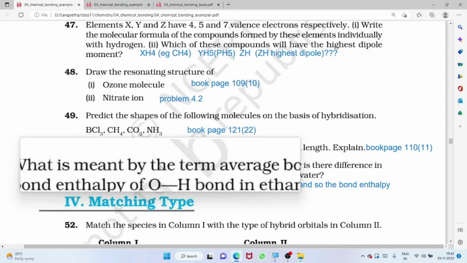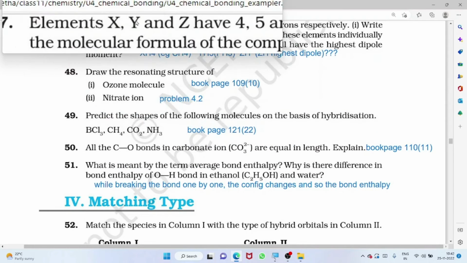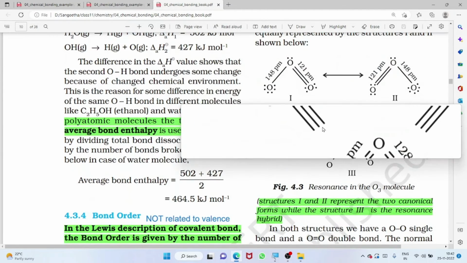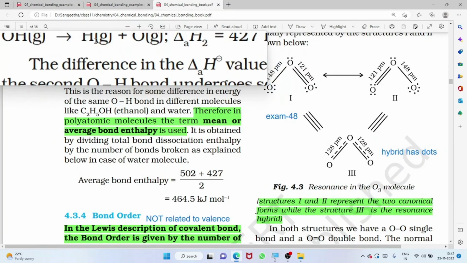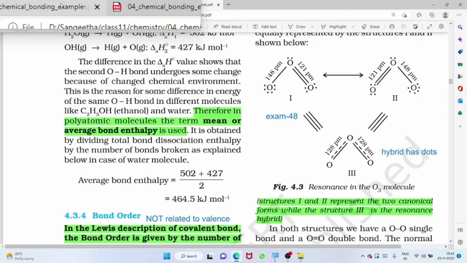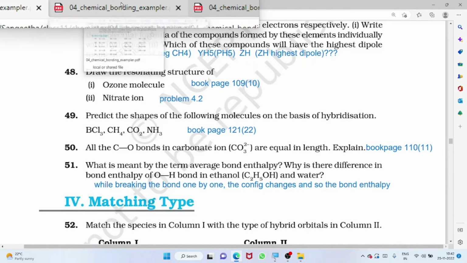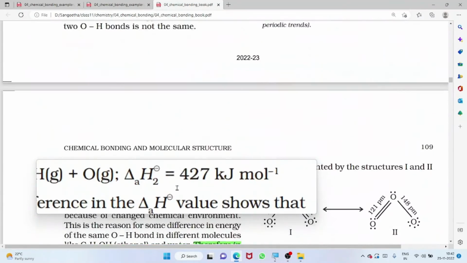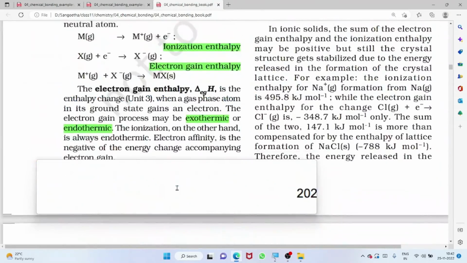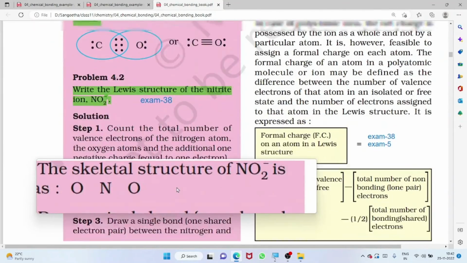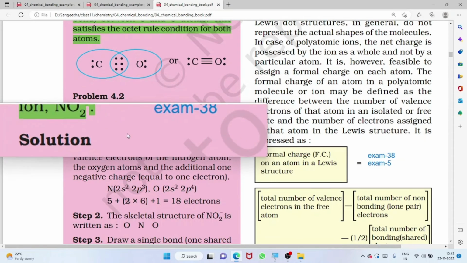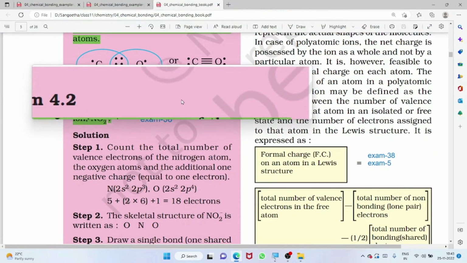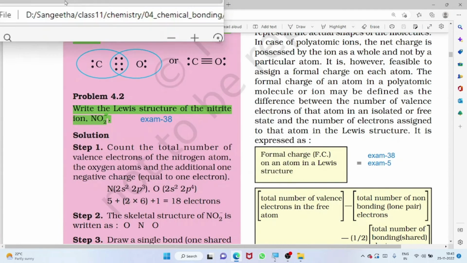Draw the resonating structures of ozone and nitrate ion. O3 is ozone. This is the resonance structure, and this is the hybrid. And for the other, the nitrate ion also. This is the Lewis structure. You can draw it and find the formal charge. This is the nitrate, and exactly what they are asking, so you have to read it and understand.